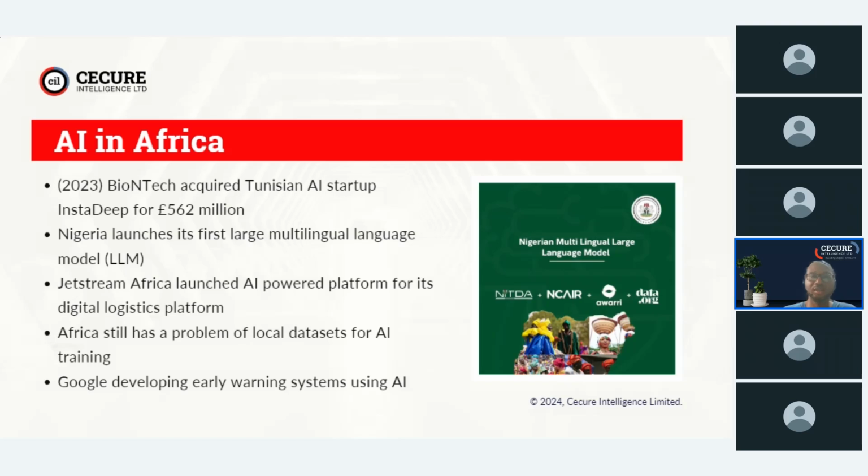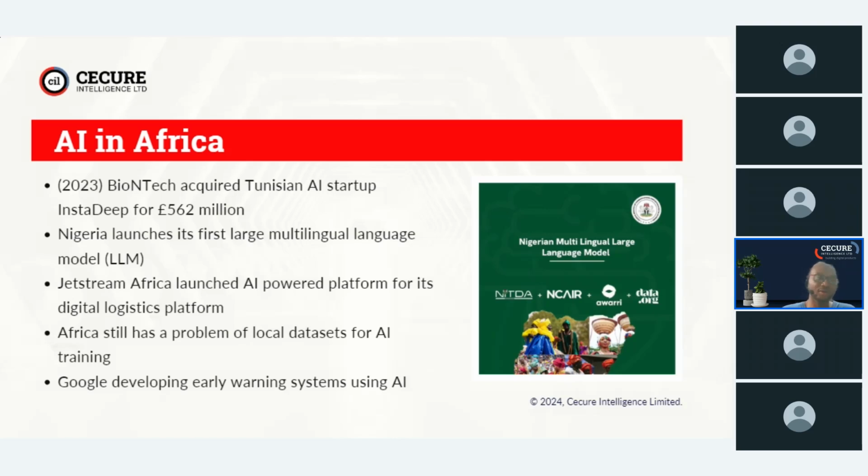We're also seeing in Africa, as far as AI, the problem with local data sets, basically using local data for AI training. We're not there yet, compared to OpenAI using mostly news organizations' data for their training and other things. So we're still working on using local data sets to train AI.